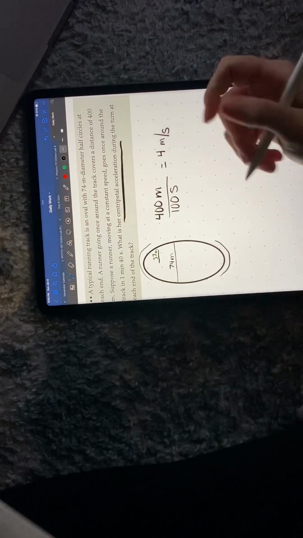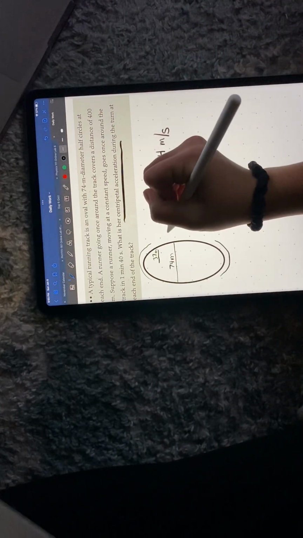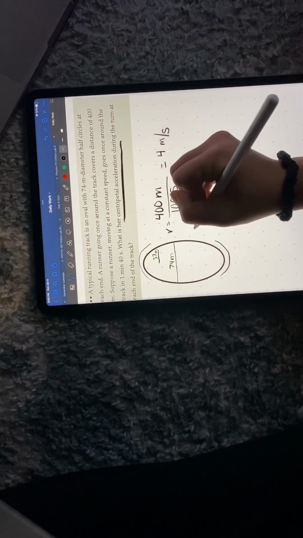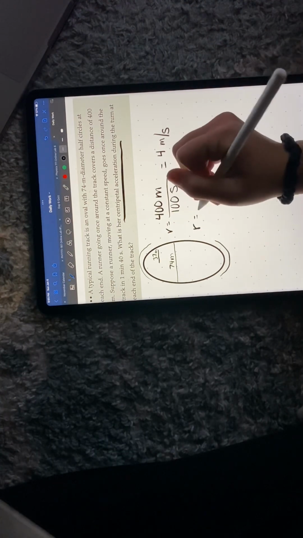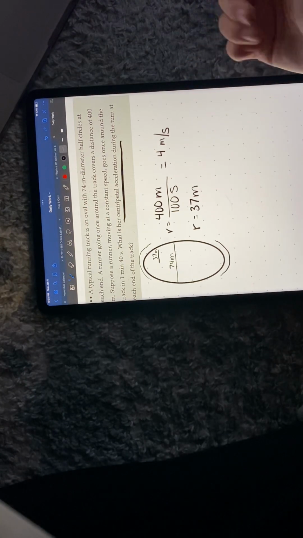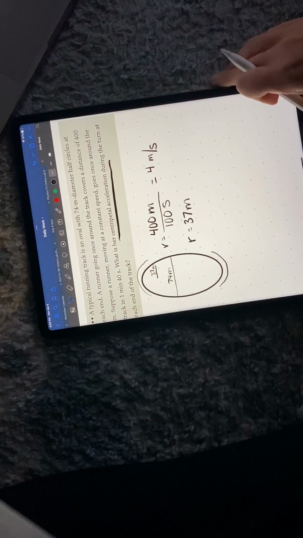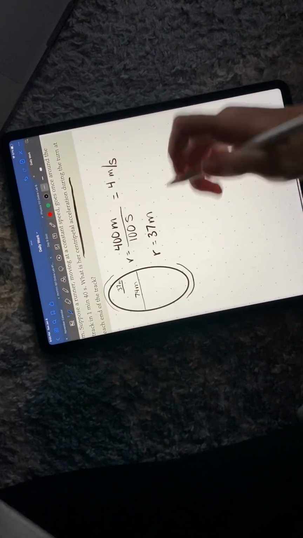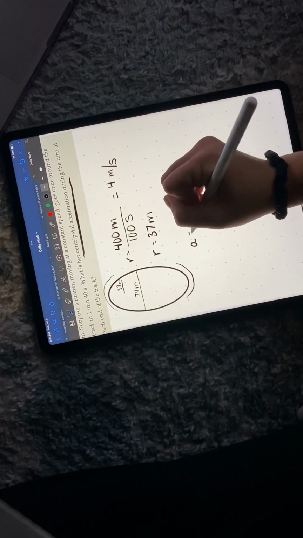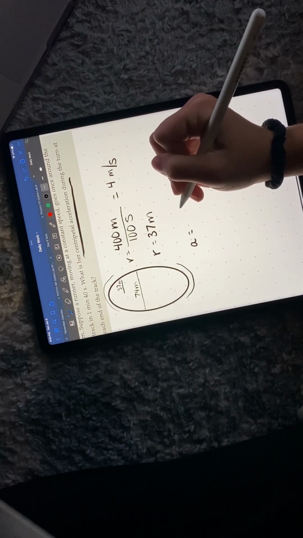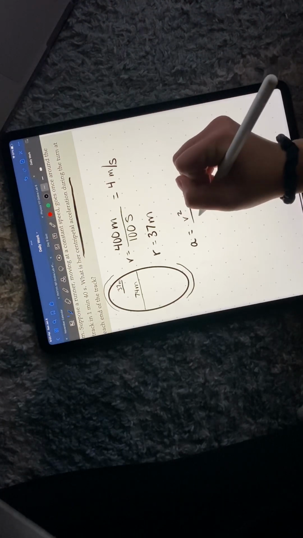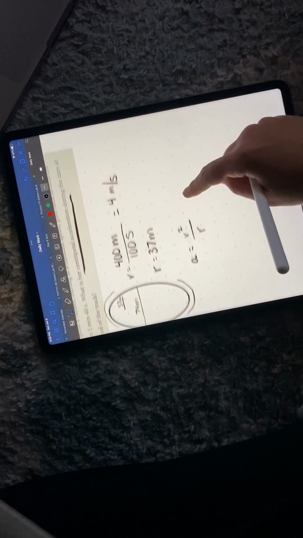And then we already figured out the radius. So this is the speed, and then the radius, we know, is equal to 37 meters. Then to find the centripetal acceleration, we're going to place this into the equation that we have set. So acceleration is equal to the speed squared over the radius. And so then we can just plug that in.